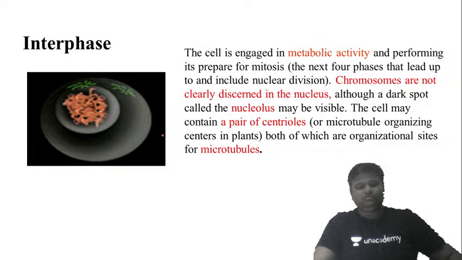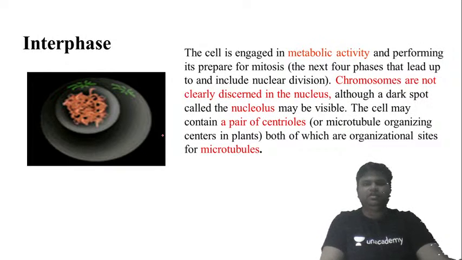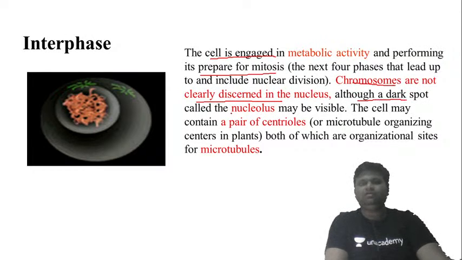तो अब हम लोग इंटरफेस के बारे में स्टडी करते हैं. The cell is engaged in metabolic activity and preparing for mitosis. Chromosomes are not clearly discerned in the nucleus, although a dark spot called nucleolus may be visible. The cell may contain a pair of centrioles, both of which are organizational sites for microtubules.